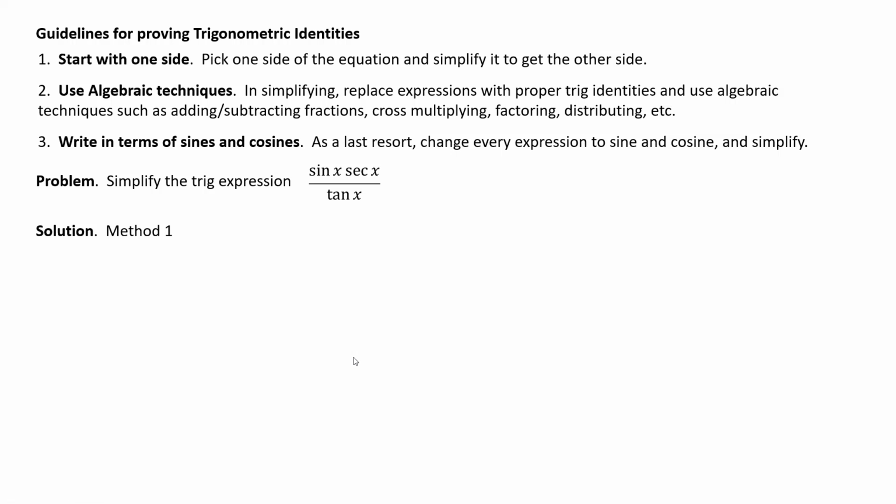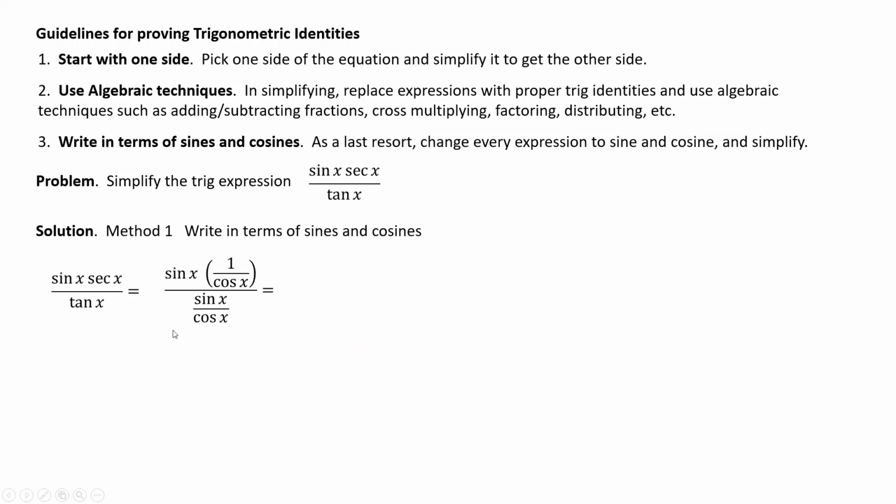Method 1. There are two methods. There probably are more than two methods. Let me pick one. Write everything in terms of sines and cosines, right? So sin x, that's already in terms of sine. Secant x, let's write that as 1 over cosine x. Tangent x, hey, that's sin x over cosine x. So sin x times, I replace secant x with a 1 over cosine x and replace tangent x with a sin x over cosine x.